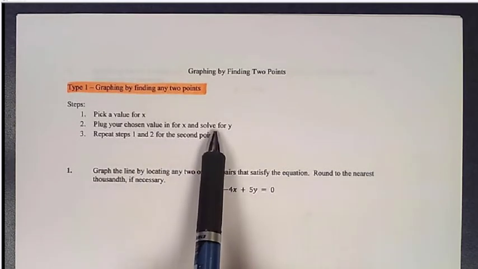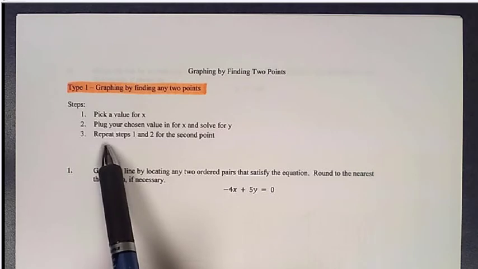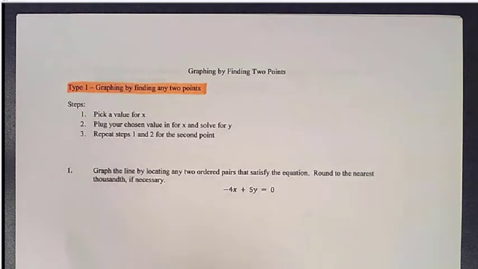Then we're going to plug in whatever value we've chosen in step 1 and solve for y. So what we're going to do is pick a value for x, plug it in, and see what its corresponding y value is, so that we can have a point that has both an x and a y value. And then we're just going to repeat steps 1 and 2 a second time so that we can get a second point. So we'll have 2 points on our line.